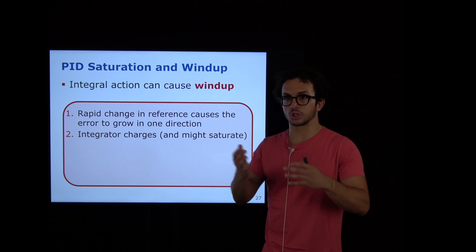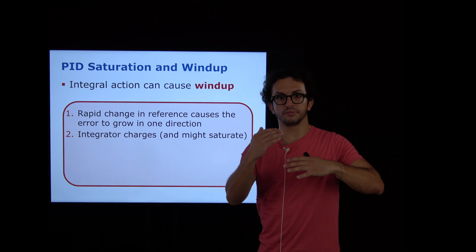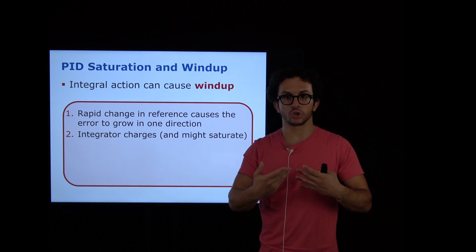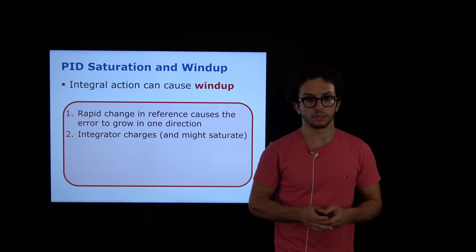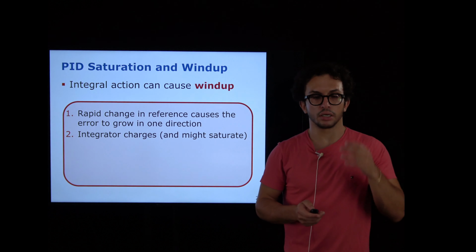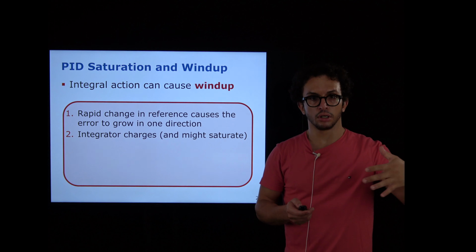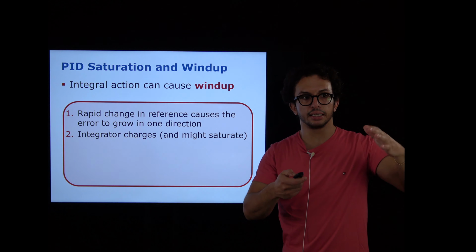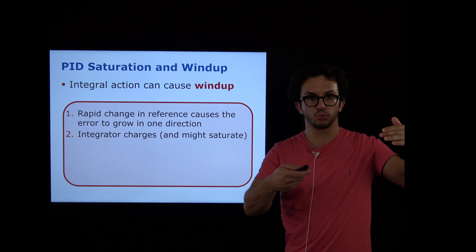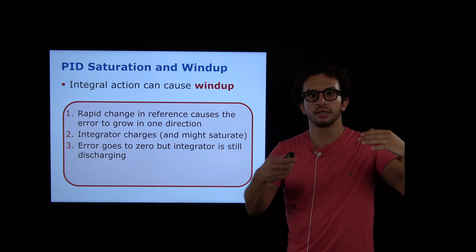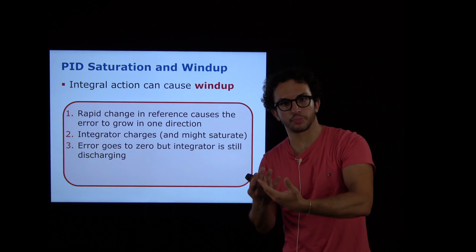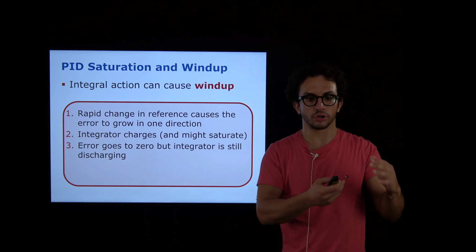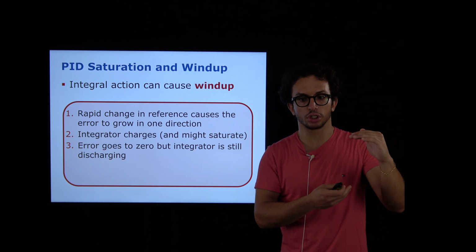And so it basically tries to give more and more input all the time, because it has to compensate for that error. So at some point, we might hit a saturation state. When we hit saturation, and we keep doing our thing, the system keeps evolving, and then the error we have starts going down, eventually approaching zero. But because of the saturation and all this accumulation of the error, the integrator is still discharging.